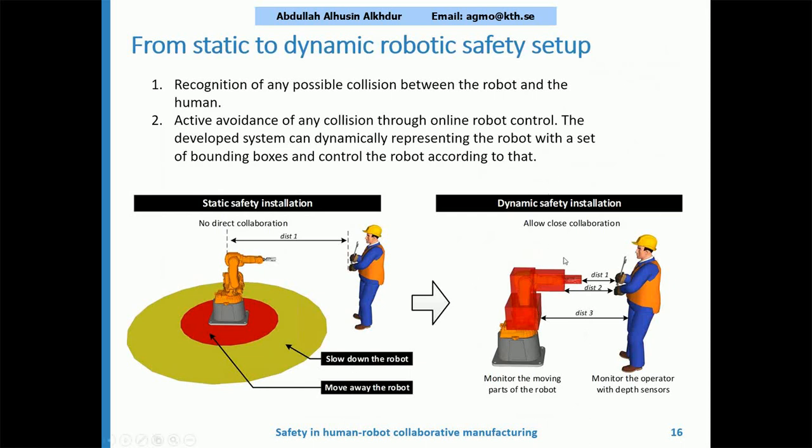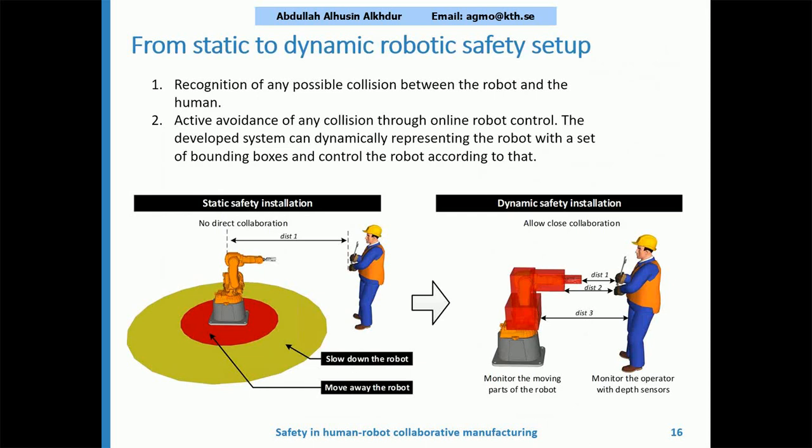In the dynamic safety installation, it actually allows close collaboration. This is achieved by the two points shown here. The first one is recognizing any possible collisions between the robot and the human, and actively avoiding any collision through online robot control.